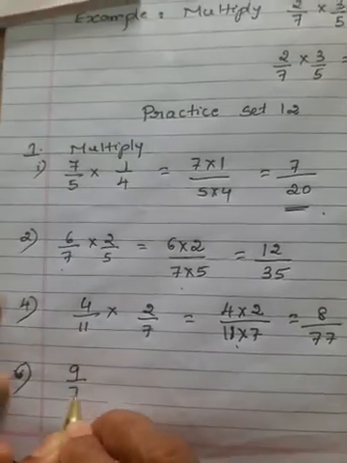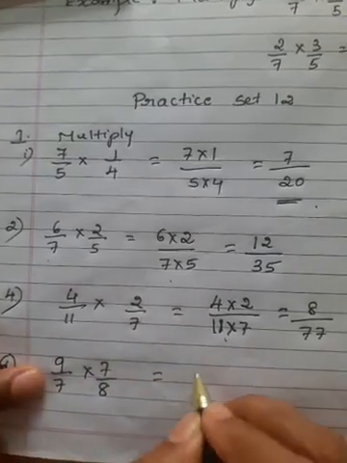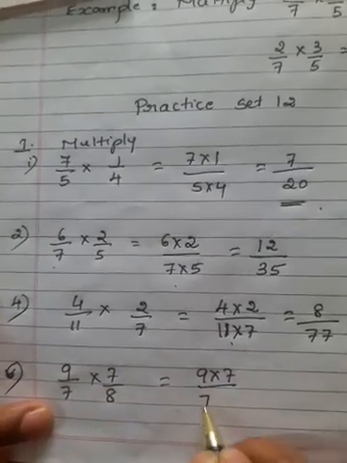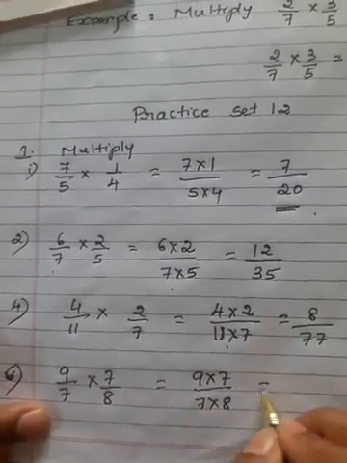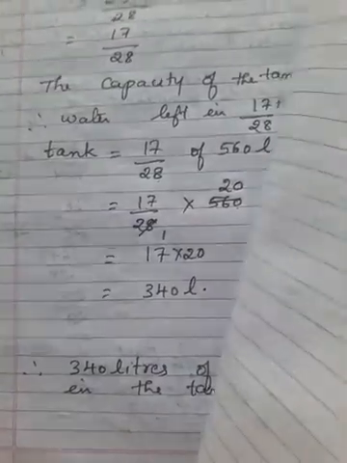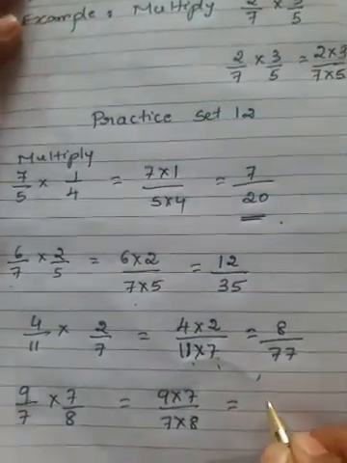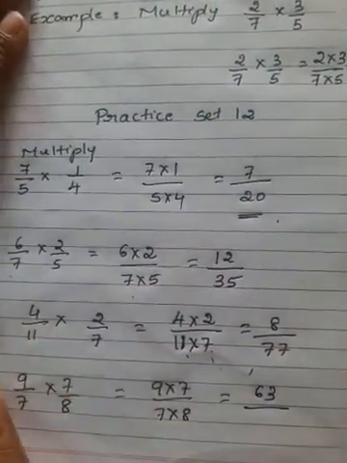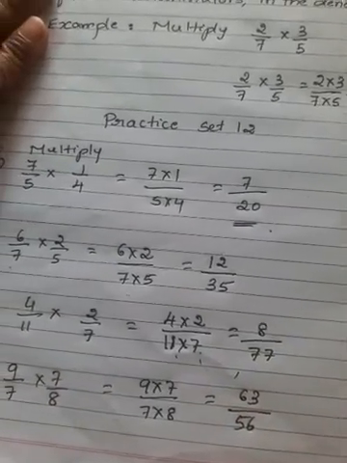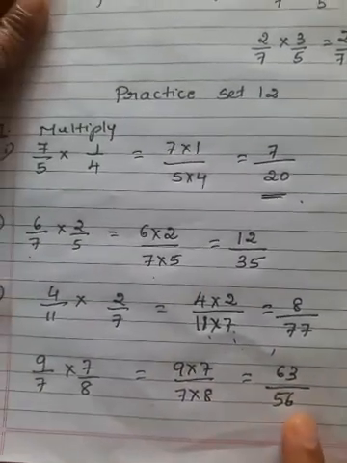Sixth one, 9 upon 7 into 7 upon 8. So multiply numerator by numerator, 9 into 7, denominator by denominator, that is 7 into 8. So 9 7s are how much? 63, right? Next, 7 8s are 56. Correct, students? 9 7s are 63, 7 8s are 56.